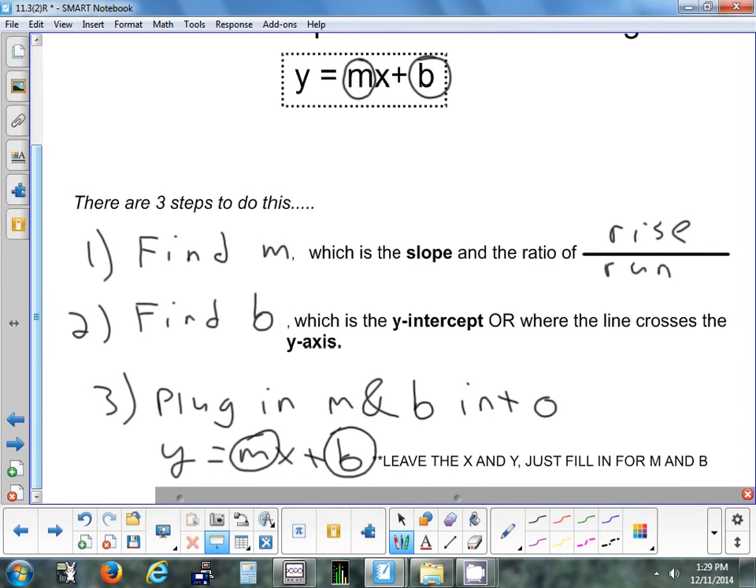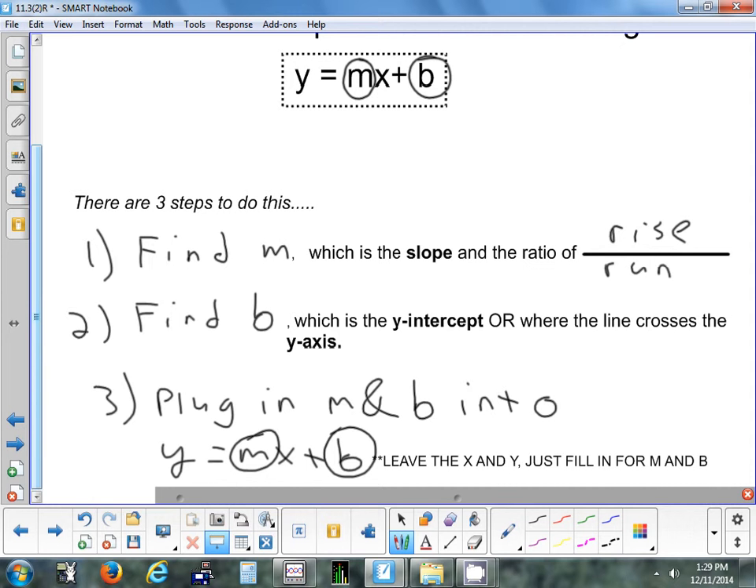Okay, any questions on what m is or how you find it, what b is or how you find it, or how you write your final answer once you have m and b? We're going to go through. We'll try two problems.